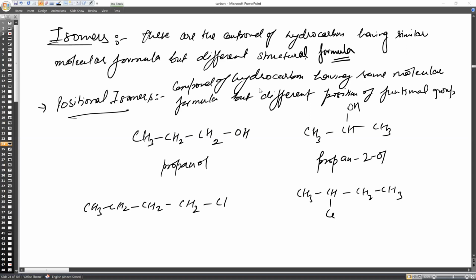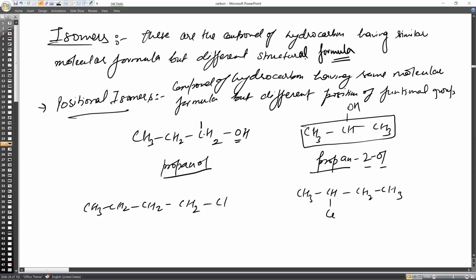Note this one last. What are positional isomers? Isomers in which the position of the functional group is changed. For example, here, it is at the first carbon. This OH group is written at the first carbon, so its name is propanol. And if we place this at the second carbon, then its name is propan-2-ol. At the 2 position we have the -ol. So this is known as positional isomers.